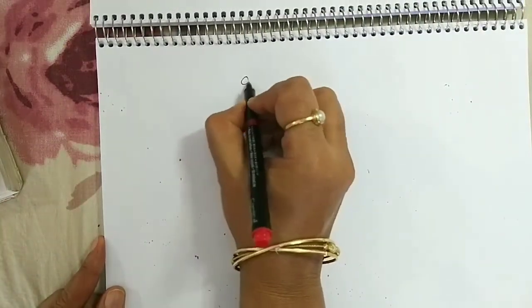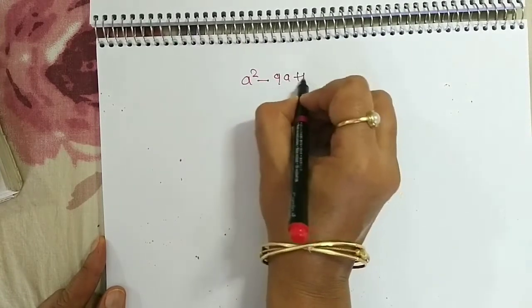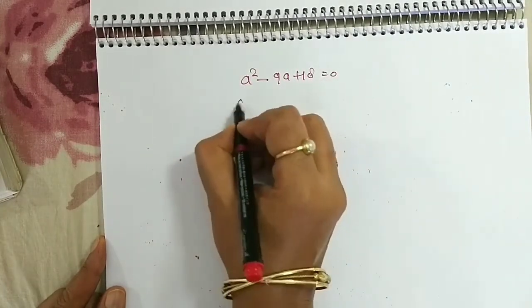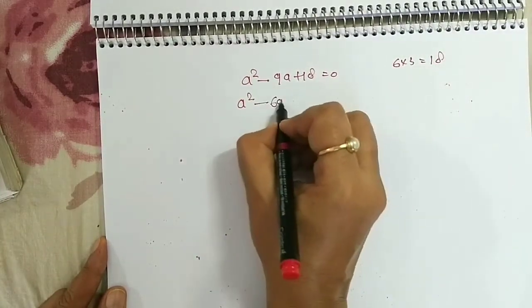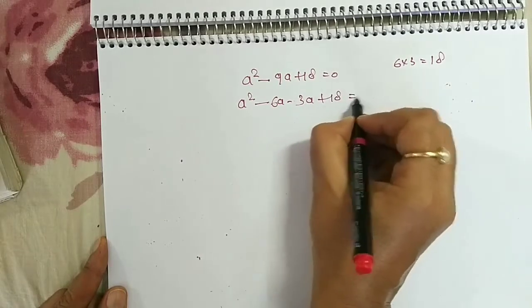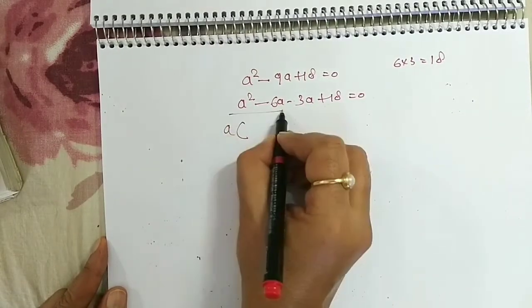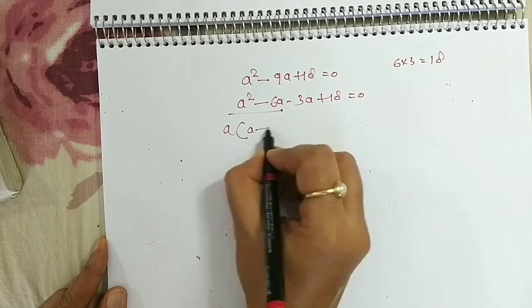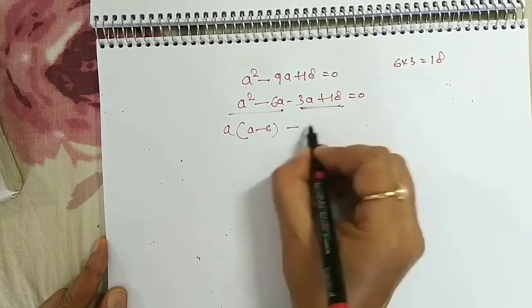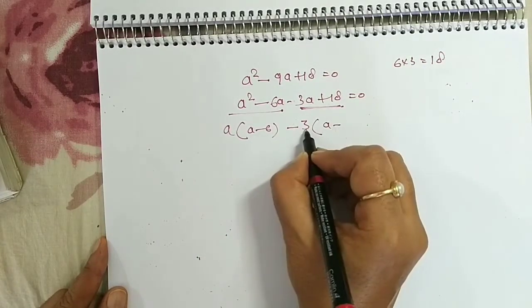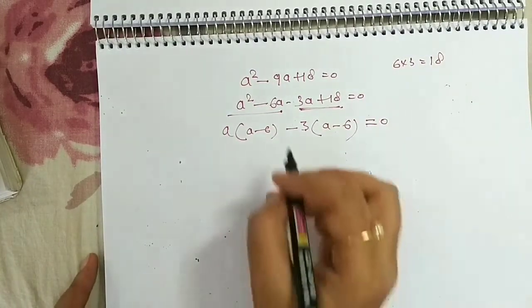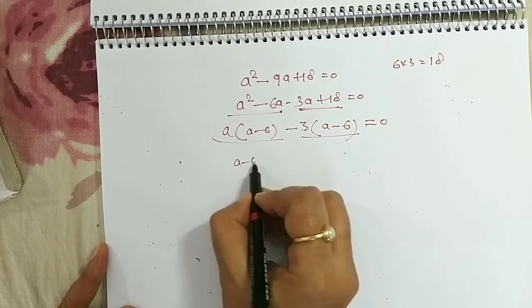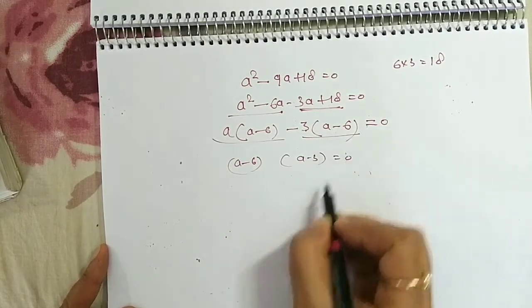Fine. So what equation am I getting? Let me write it down. The equation I am getting is a square minus 9a plus 18. So I am using 6 comma 3, is 18. So minus 6a minus 3a plus 18 is 0. a common in these two, so it is a into (a minus 6), minus 3 common in these two, so (a minus 6) into 3, 6 threes are 18, is equal to 0. Now out of these two, (a minus 6) is common. So it is (a minus 3) is 0.